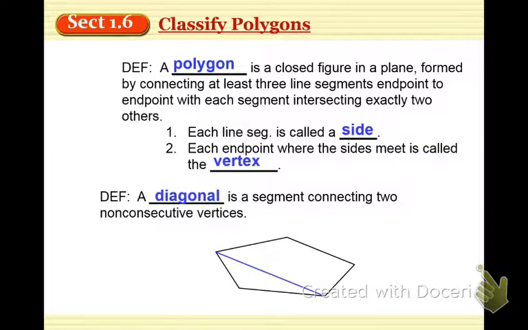A diagonal is a segment connecting two non-consecutive vertices. Non-consecutive means as you go around, they're not next to each other. This line connects these two vertices, so those are non-consecutive. We have other diagonals in this. That's not the only diagonal. There's another one, and there's the others. See? There are 5 diagonals in this shape. Diagonals connect non-consecutive vertices.